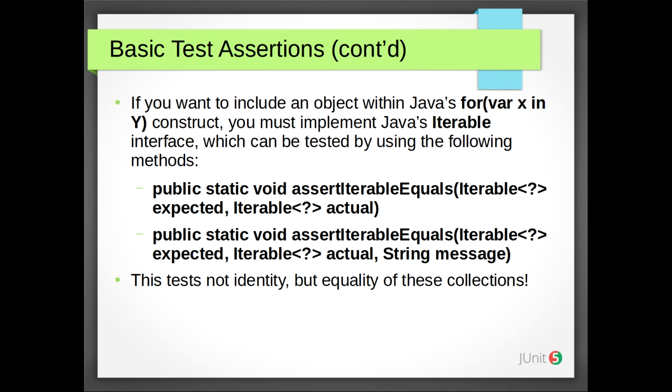Public static void assertIterableEquals(Iterable<?> expected, Iterable<?> actual, String message). This tests not identity but equality of these collections.